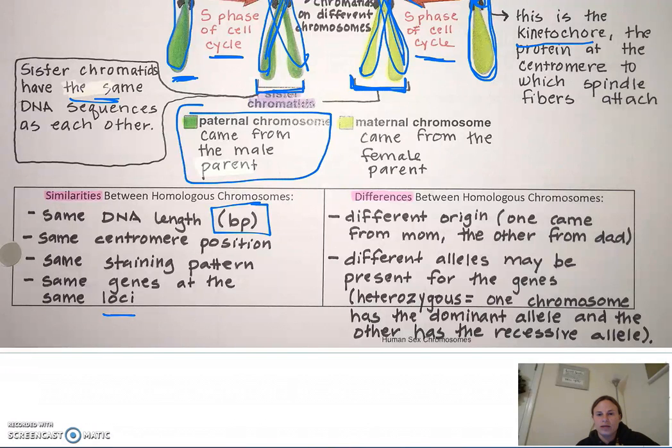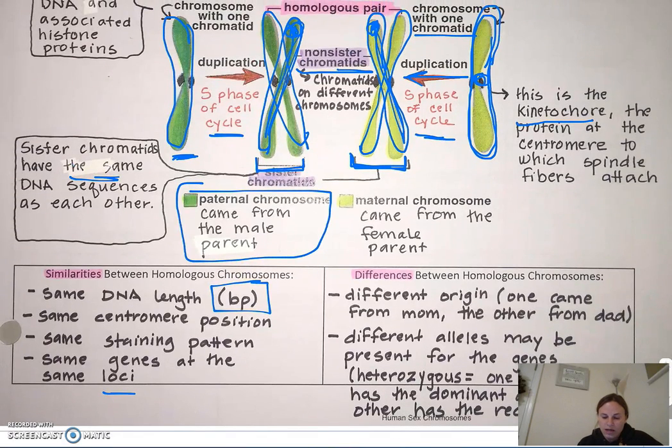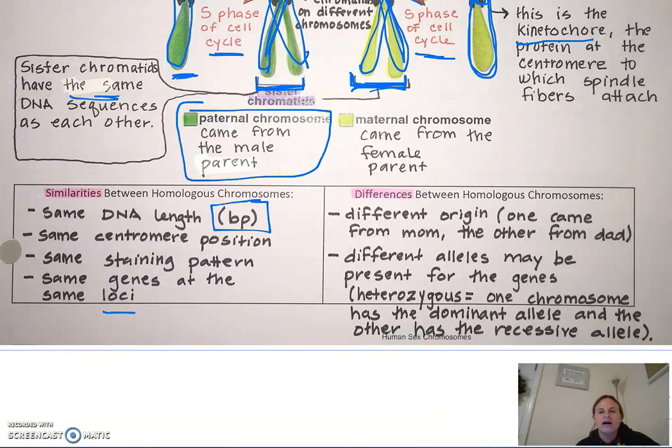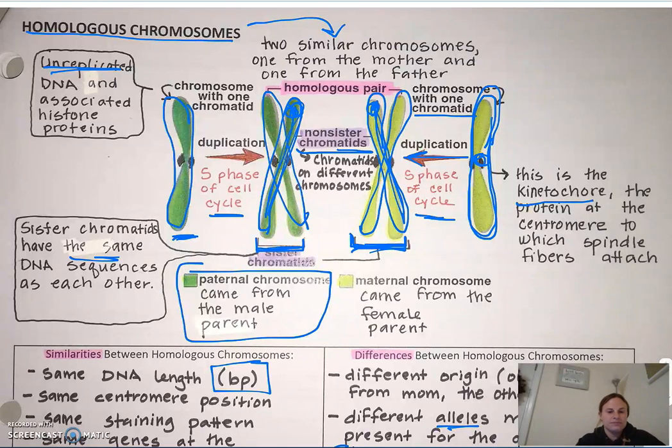The differences between homologous chromosomes is that I have one coming from dad, one coming from mom. Furthermore, I might have different alleles present for the genes on each homologous chromosome, where the alleles represent the different versions of the gene. This information, when we're talking about heterozygous or homozygous, we'll discuss when we talk about Mendelian genetics. For now, I'd like you to know that alleles mean different versions for the same gene.